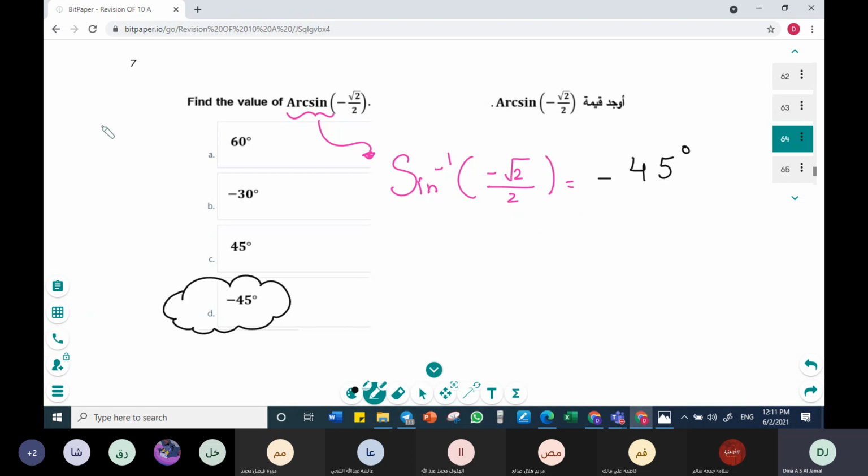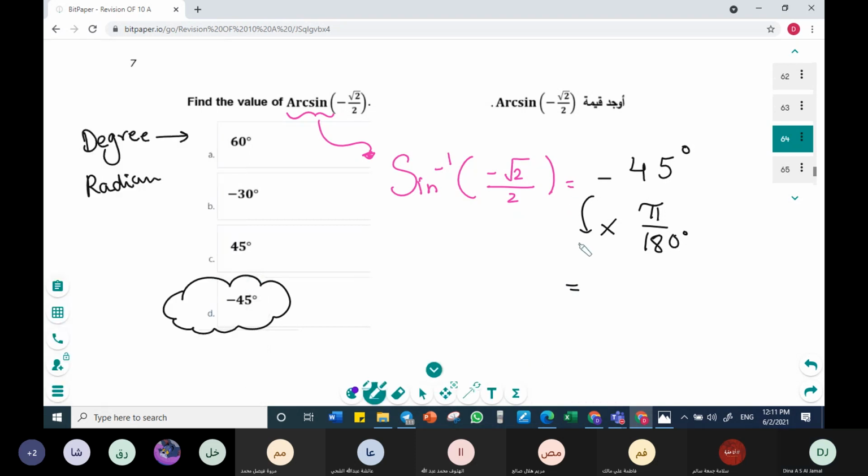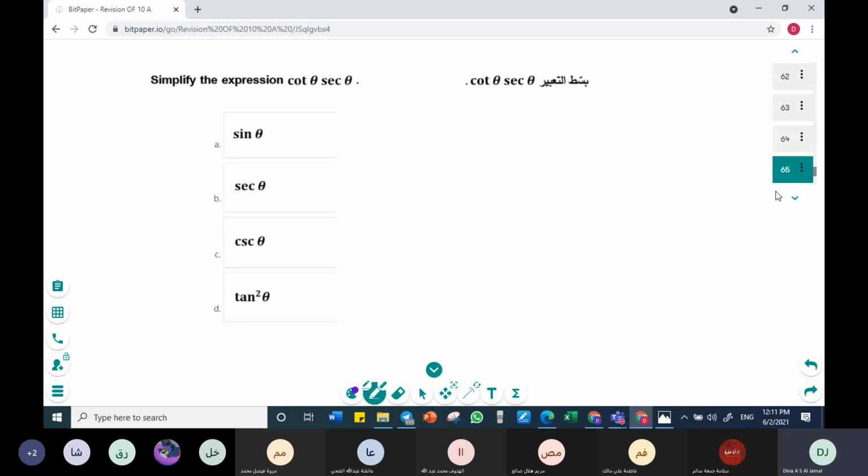What if your answer was not in the degree? How can you change from degree to radian? Minus 45 multiplied by pi over 180. Excellent. Get it in radian. Minus pi over 4. With the minus, don't forget it. Okay, ladies. Now let's move to the other question.